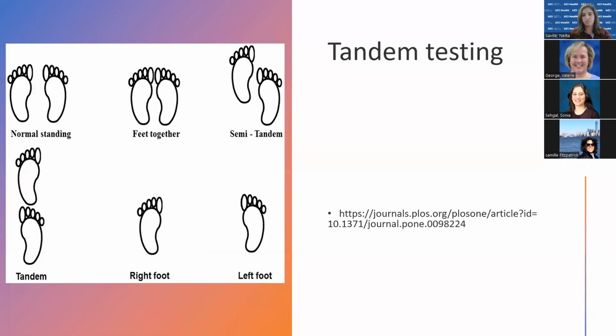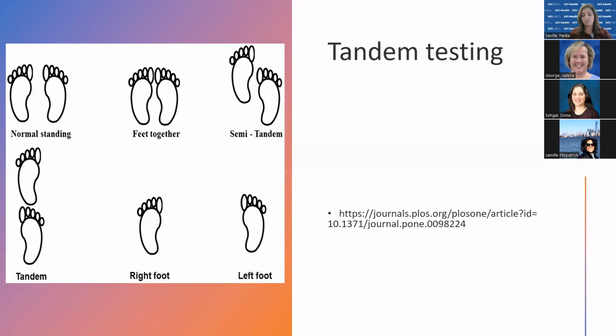Next slide, please. Okay, this is the tandem testing. This screens for neurologic and vestibular disorders. Here we have at the top left, normal standing with feet shoulder width apart. Next, I would have them bring their feet closer together, so it becomes a narrow stance. Semi-tandem is the next one, where we put one foot halfway up, next to the arch area. Then full tandem is one foot in front of the other.